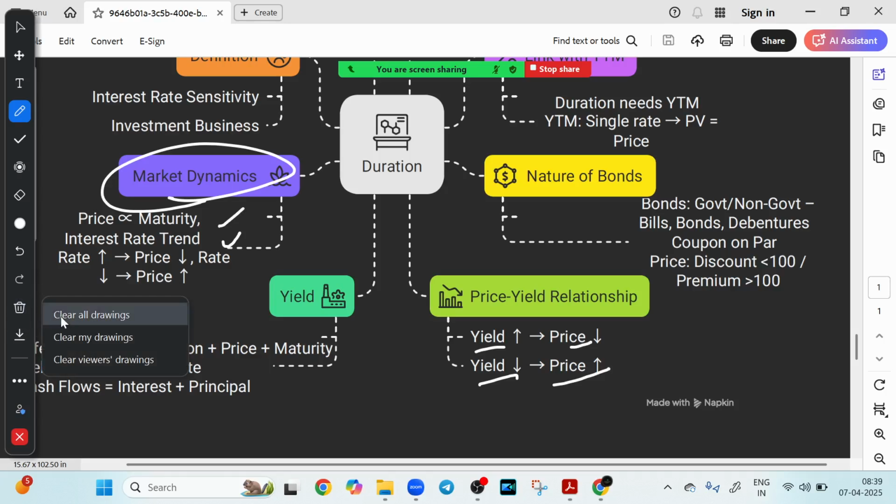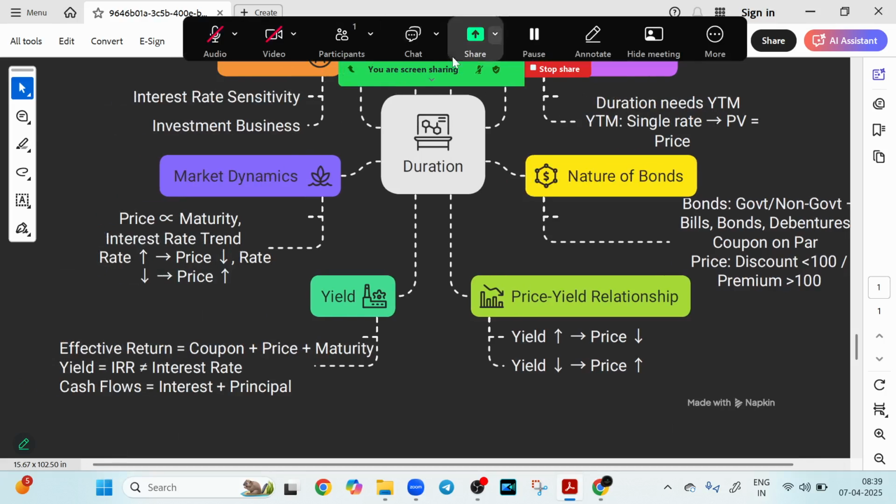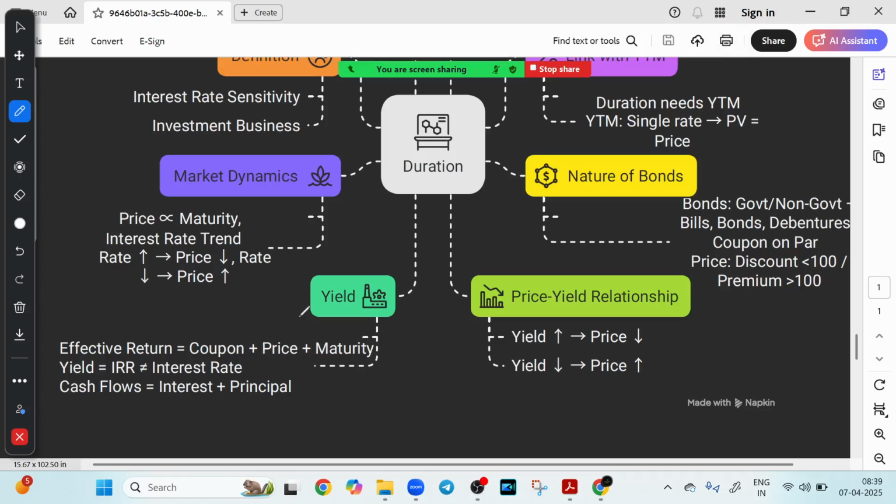And if you talk about the yield, here you can see the yield. So yield, what does it mean? So let me show you. Yield is the actual return you are getting. It's not just interest. It includes coupon, it includes price gain or loss, it includes maturity payout. It is also called IRR, internal rate of return. So yield shows what your cash flows are really worth.